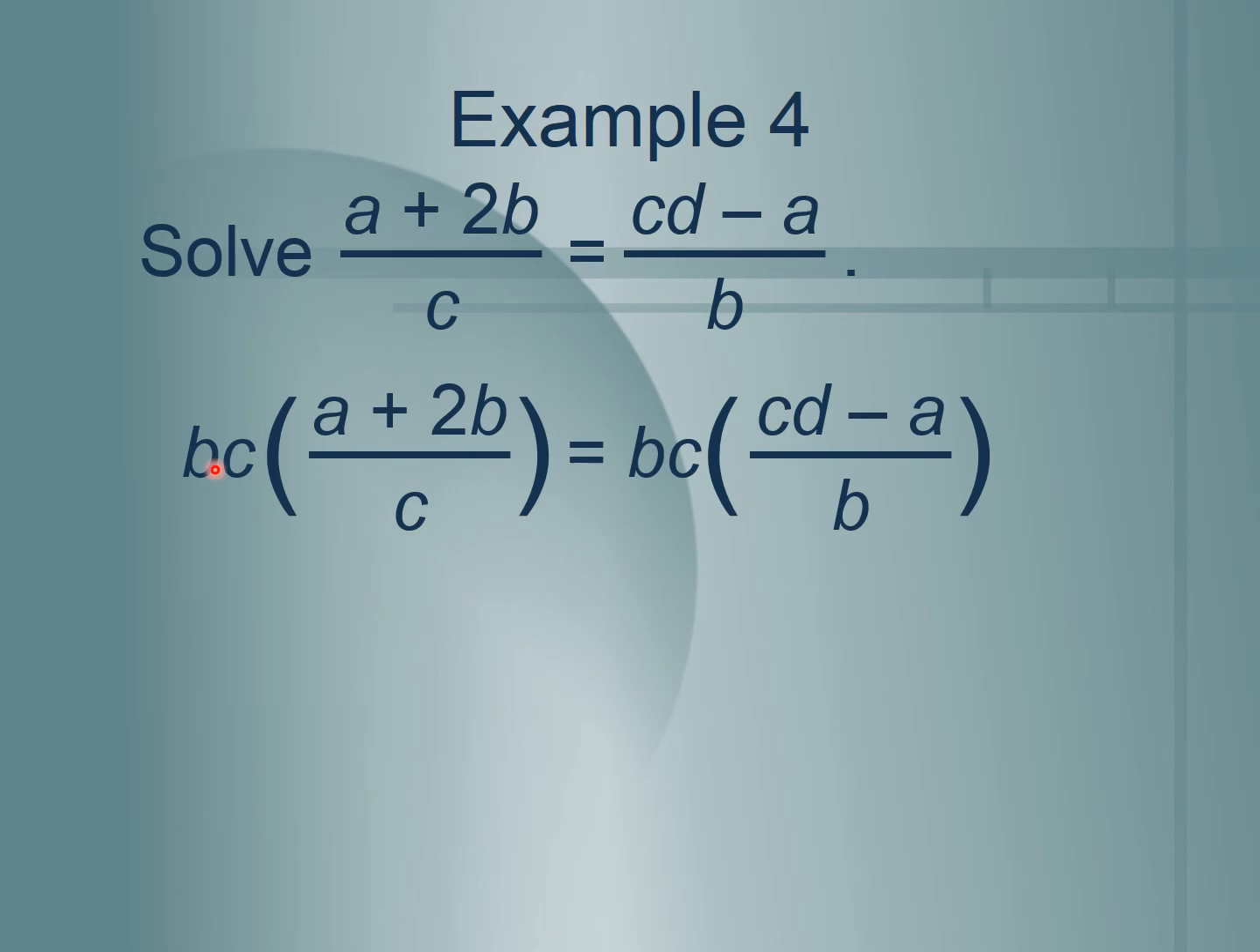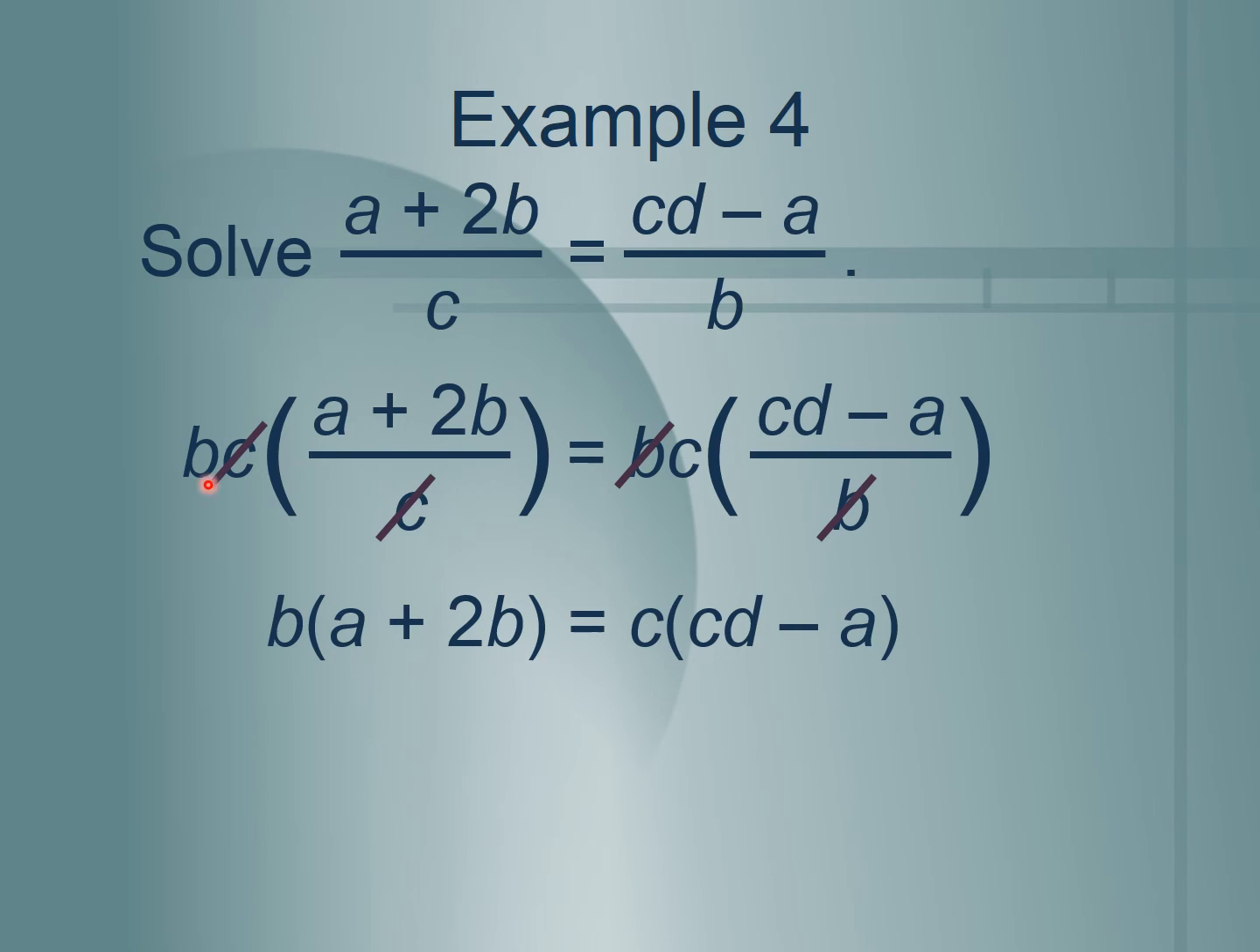So again, I'm multiplying everything by my least common denominator, which was b times c. And when I do that, my denominators cancel, which is good. But I do have to distribute this b. So b, it's going to be b parentheses a plus 2b. And then I have this c here that did not cancel, c parentheses cd minus a.